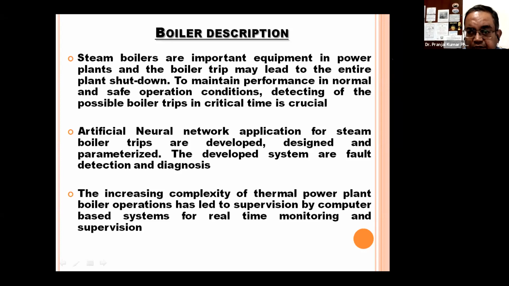Based on that, one thing we have is artificial neural network application, which can be used for steam boiler trips, which have been developed, designed, and parameterized. Here, I will not touch artificial neural networks this time. Instead, I will go for the SCADA system, where we can control boilers at remote locations, geographically at different locations, where human beings cannot go or cannot attend to the problems, so we can attend to the problems remotely. And third is the increasing complexity of thermal power plant boiler operations day by day because of the development in technologies and engineering.